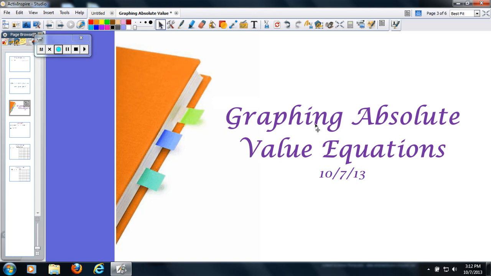So, all right. We've been dealing with absolute value equations, and now we're going to get into graphing them. Graphing them isn't going to be a huge part of what we're going to be doing, but you guys still do need to know how to graph them. And I can tell you that these are going to be similar to quadratic equations. Okay, so that'll be important to remember.